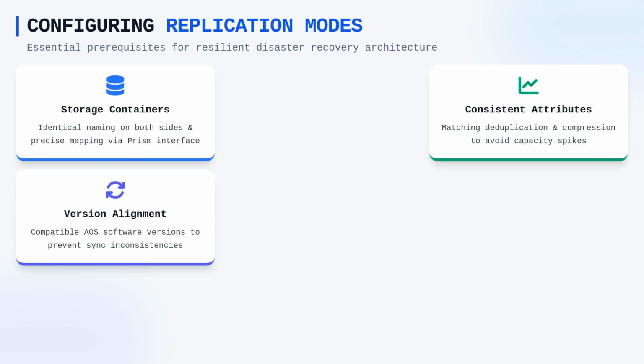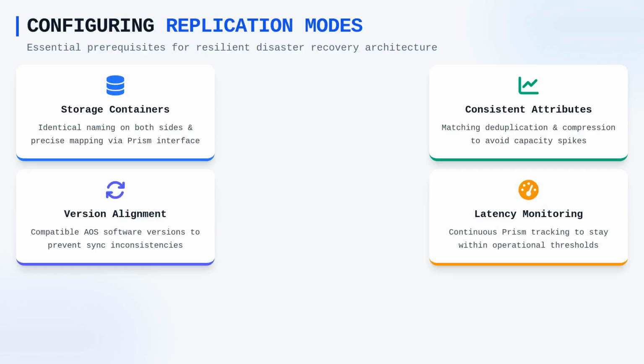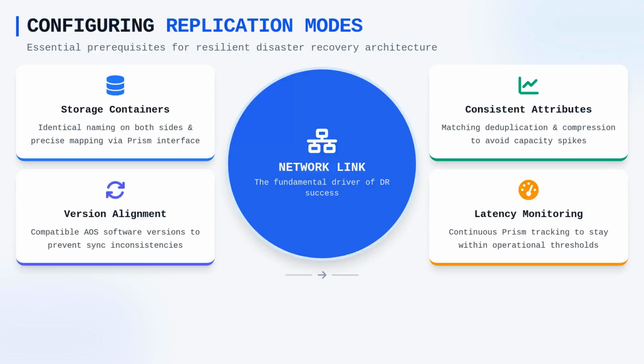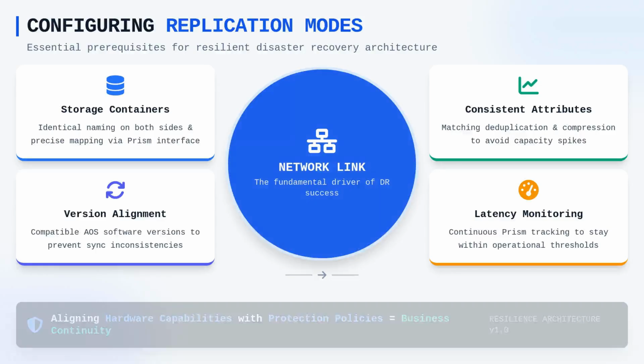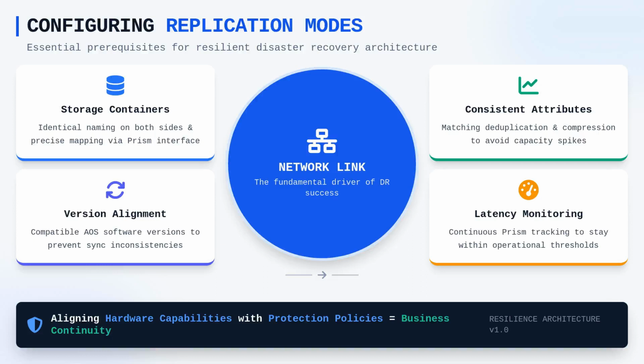In high availability designs, the storage container attributes, such as deduplication and compression ratios, should be consistent across sites to avoid unexpected capacity utilization spikes after a failover event. Always monitor the latency metrics within Prism as you deploy these configurations to ensure they remain well within the operational thresholds. While the technology provides robust disaster recovery, its success is fundamentally driven by the quality of the dedicated inter-site network links. By aligning your hardware capabilities with these specific protection policies, you create a resilient architecture that supports the most stringent business continuity requirements.